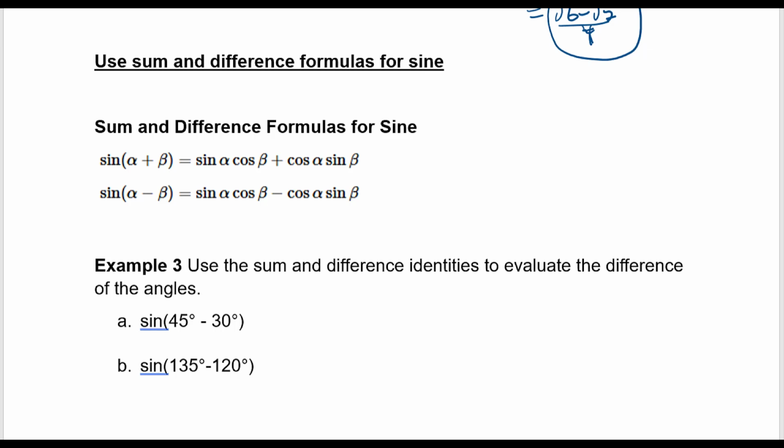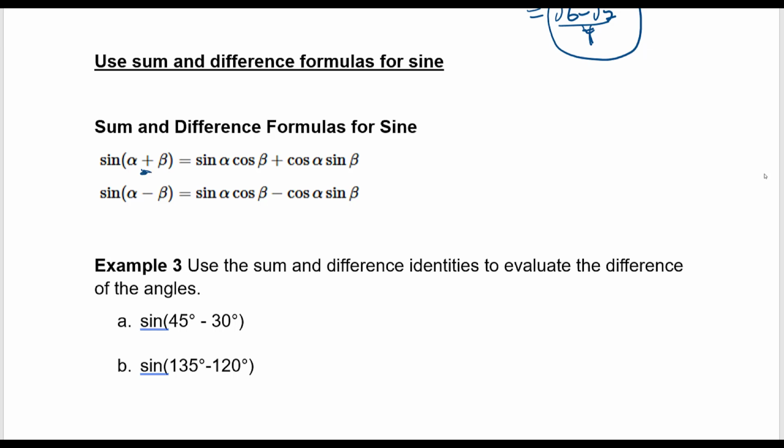Now we'll look at sum and difference identities for sine. So if you have sine of alpha plus beta, it's going to be sine of alpha cosine beta plus cosine alpha sine beta. Notice how they switch: sine alpha, then sine beta, cosine alpha, then cosine. So it's sine alpha cosine beta, cosine alpha sine beta. So it goes from sine alpha to sine beta, it goes from cosine beta to cosine alpha. And so really, it kind of switches around.